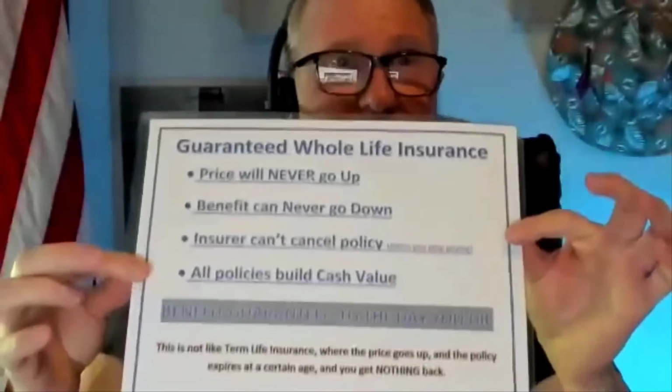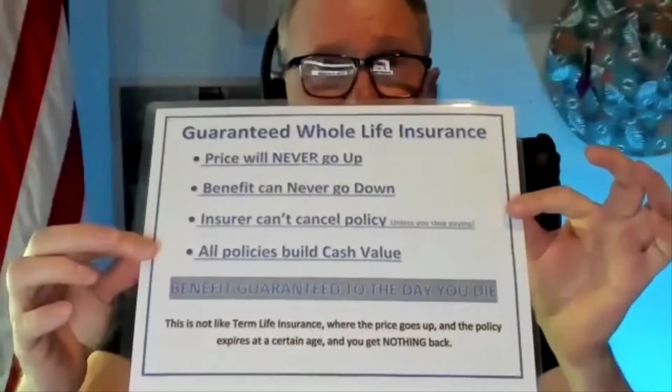And let me explain. I have this card laminated. This is the guarantees of whole life insurance. You guys can use it, so it's in that file. What I'll do is I'll show them, look, the price will never go up. The death benefit of the insurance will never go down, and the insurance company cannot cancel the policy, well, unless you stop paying, of course. And all these policies build money.